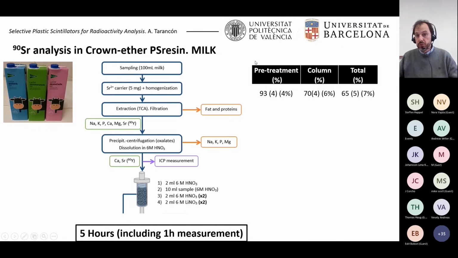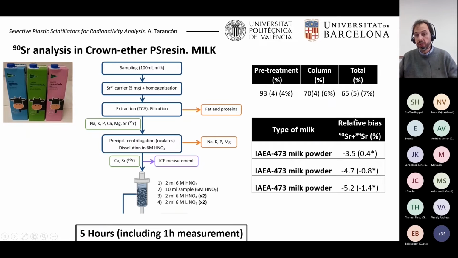Recoveries are quite high, for the pretreatment and the column separations, and more important, very reproducible. And the quantification of strontium-90 and strontium-89 together, radiostrontium, was quite nice. Here are the data also for a reference material, a milk powder. In this case, taking into account that strontium-89 had decayed, if we measure only taking into account the efficiency for strontium-90, we have very good results of activity determination.